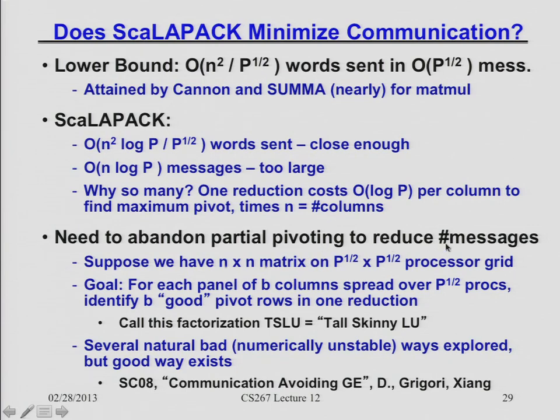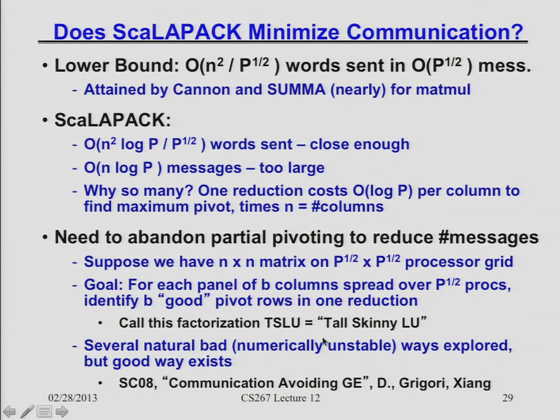So what I need to do is to abandon partial pivoting. On the other hand, I still have to pivot to get the right answer, so I have to have a different kind of pivoting algorithm. And here is the idea, and it's what we call tournament pivoting. The goal now is, every time I have a panel of B columns spread over root P processors, I want, in as little communication as possible, to pick not just one good pivot row, but B good pivot rows and put them at the top with one communication step. We're going to call this algorithm tall, skinny LU because it only works when you have a tall, skinny matrix spread out over a bunch of processors.